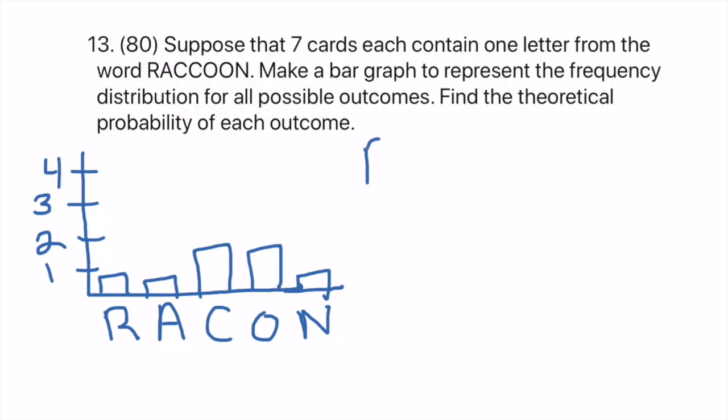So let's start with R. The probability of getting an R. There are 7 letters total in raccoon, and there's only one R, so that's 1/7.